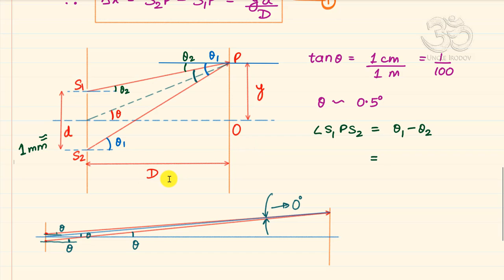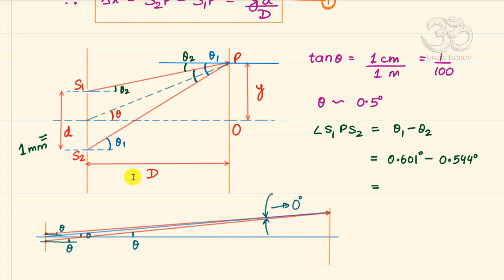So what do I have? Tan inverse of 10.5 divided by 1000. That is going to give me this entire angle theta 1, which is around 0.601 degrees, minus theta 2. So for theta 2 I need to take only that distance, so y minus d by 2. So y is around 1 centimeter, so 10 millimeters, minus 0.5 millimeters, so 9.5 millimeters, divided by big D, which is around 1 meter, which is 1000 millimeters. So tan inverse of all that is 0.544 degrees.